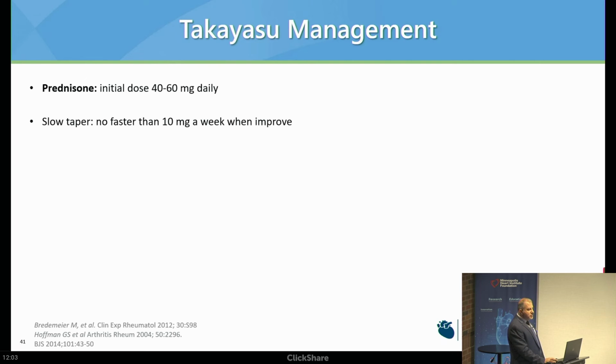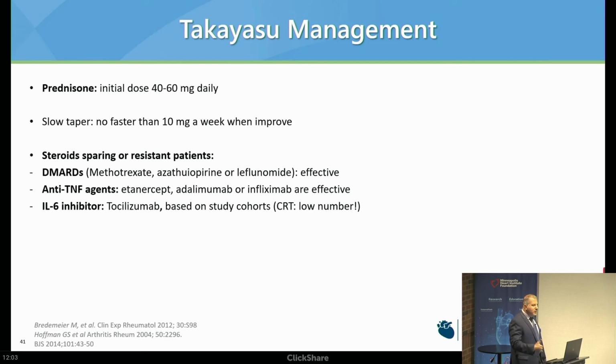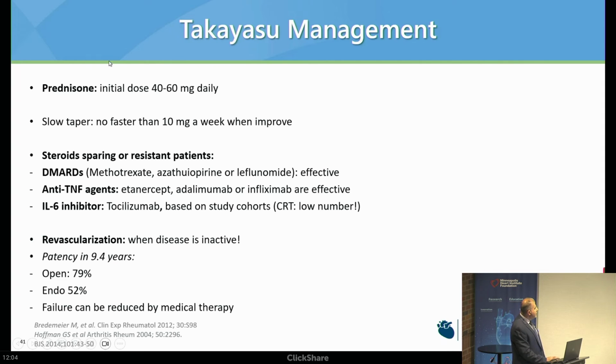So how do we manage Takayasu? Slightly similar. We start with prednisone, 40 to 60 milligrams, and we start a slow taper like we discussed earlier. But there is more data with anti-TNF agents rather than with interleukin-6 inhibitors, like etanercept, which is Enbrel, adalimumab, which is Humira, or infliximab, which is Remicade. We use these, especially Humira, in these patients, and they've had really good outcomes.